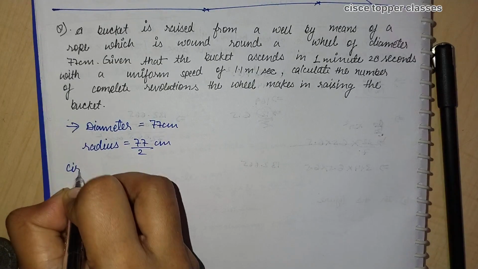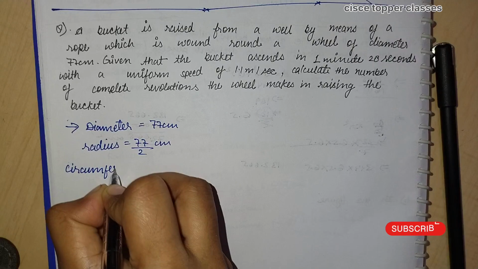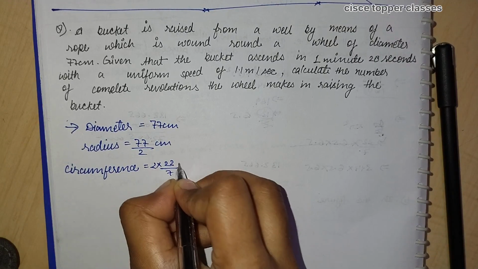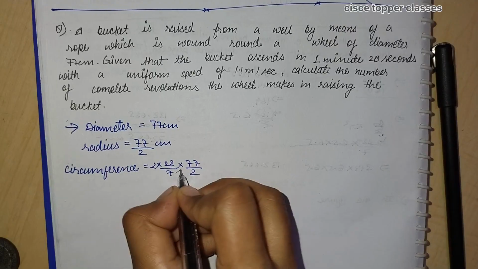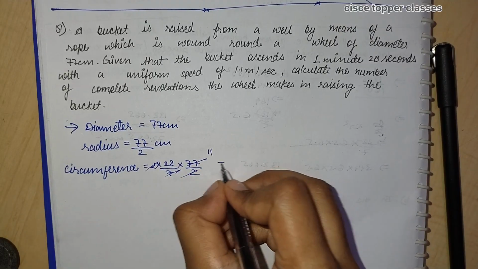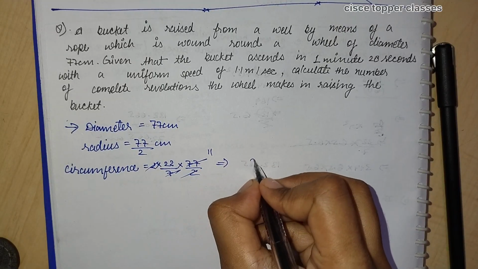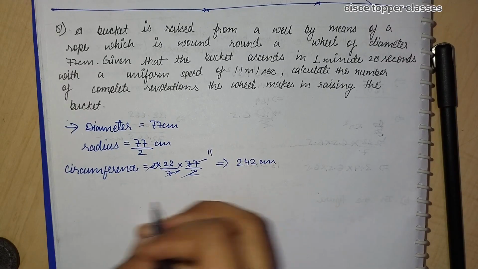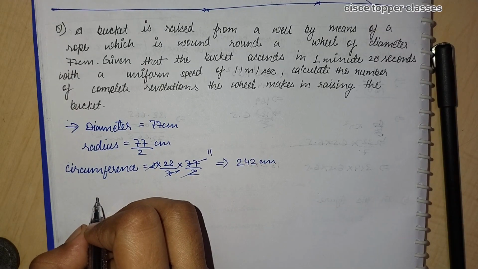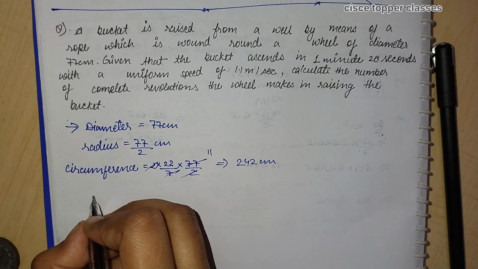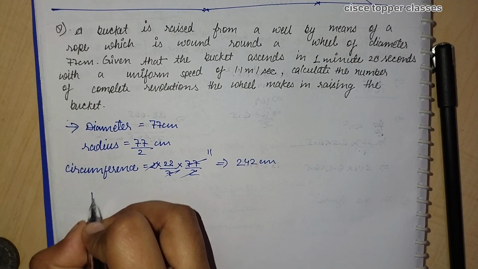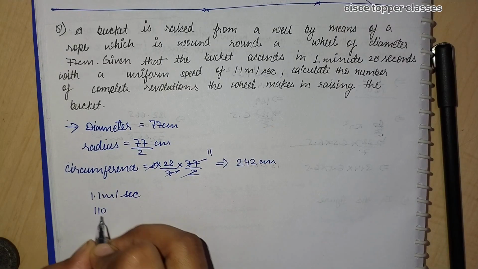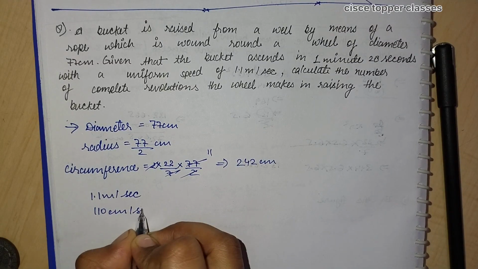So circumference is equal to 2 into 22 by 7 into 77 by 2. So this will be 11, this will be cancelled out, and here we can write it as 242 centimeter. So this is the circumference, and the bucket ascends in 1 minute 28 seconds with a uniform speed of 1.1 meter per second. So here 1.1 meter per second is the speed. We can write it in centimeter as 110 centimeter per second.